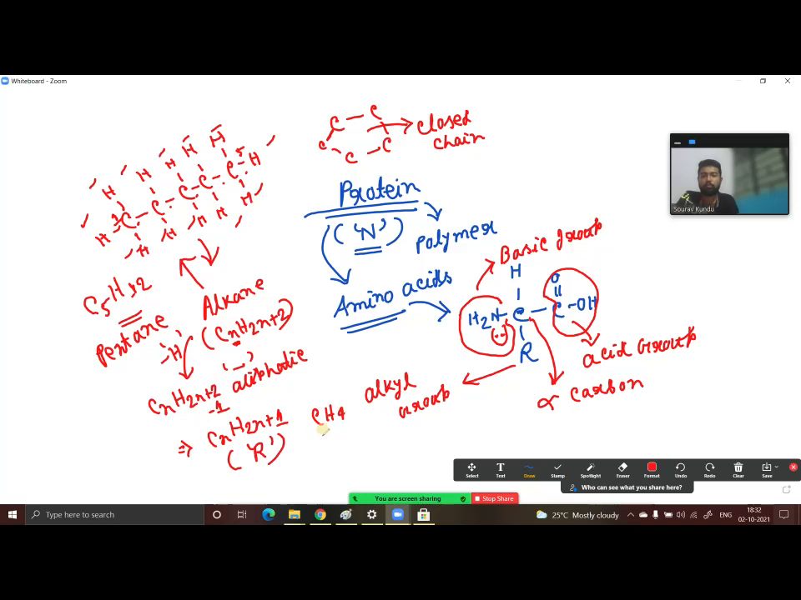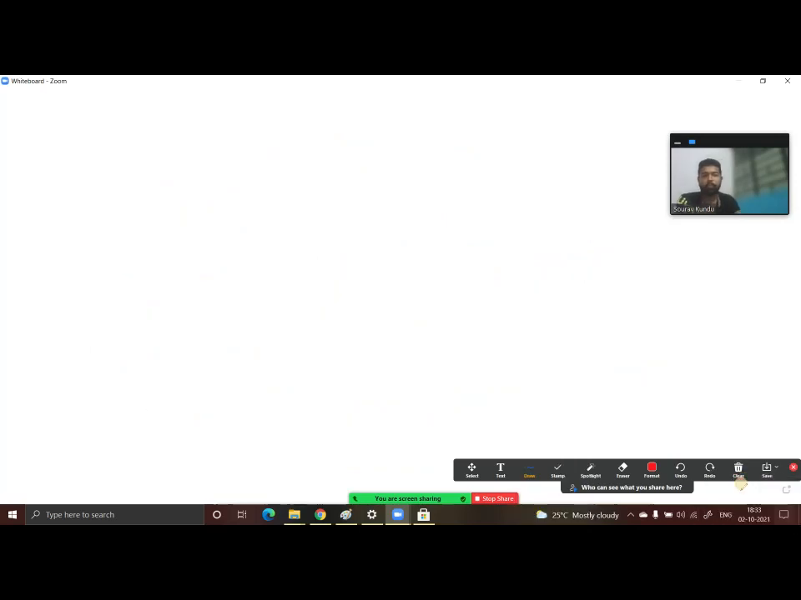Let us understand that if we go for CH4, methane, and remove 1 H, then we will get CH3. There, 3 hydrogens are occupied by 3 bonds and 1 bond will be left, which gives rise to this. So from alkane to alkyl group, from methane to methyl, we will now be naming these one by one. So this is the basic class regarding amino acids.